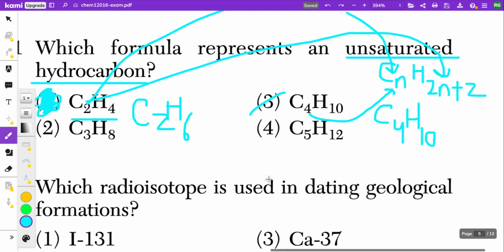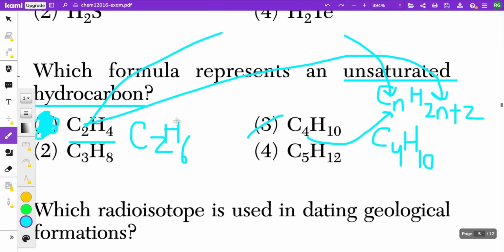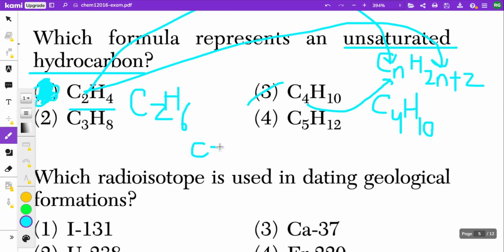And if you draw this out, it'll look something like this. This is how it looks, okay? So you have 4 hydrogen atoms and 2 carbon atoms, and it has a double bond.